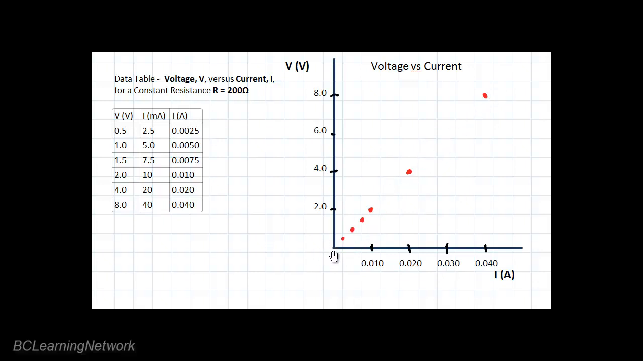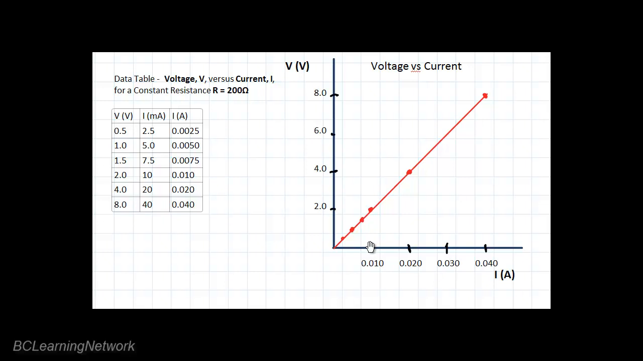As with any graph, we'll construct our best fit line right now. So there we see our linear relationship. Voltage is directly related to current. Now what about the slope? Well, let's start with the equation of the line.